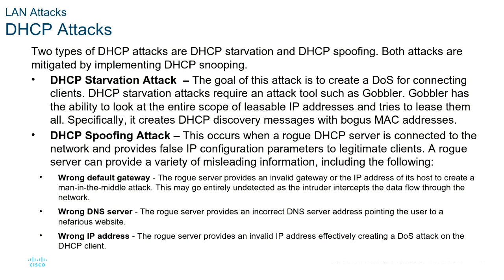I'm a rogue DHCP server. I want to give addresses to people with a wrong default gateway, where I can be the man in the middle and see everything. I give the wrong DNS server so that they go to bad websites that install malicious software. I give it a wrong IP address. So we need to defend against these sorts of things, and Cisco does have a technique for that.